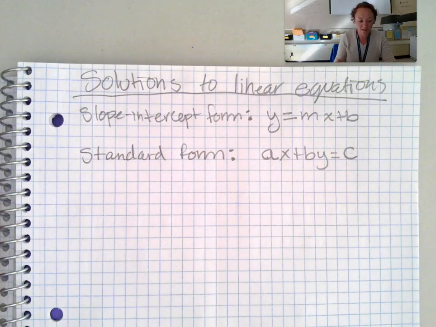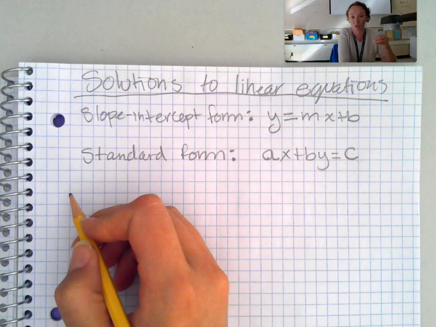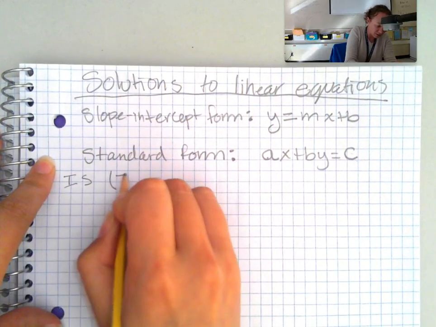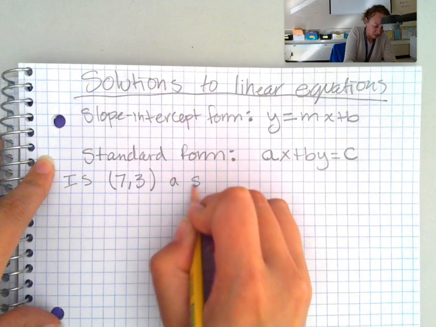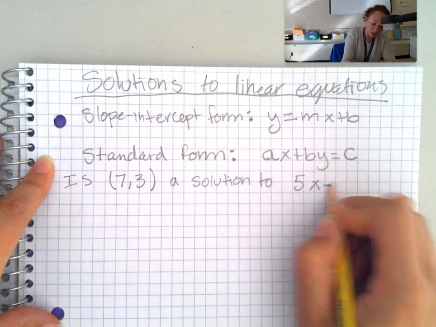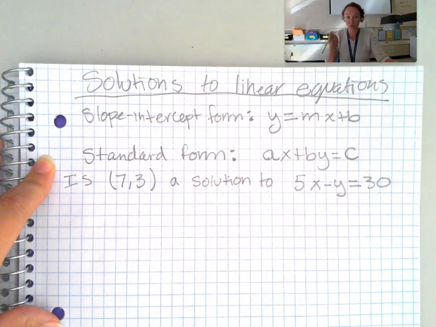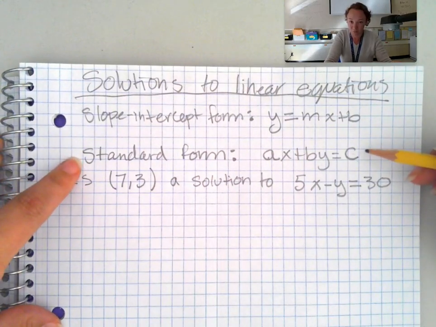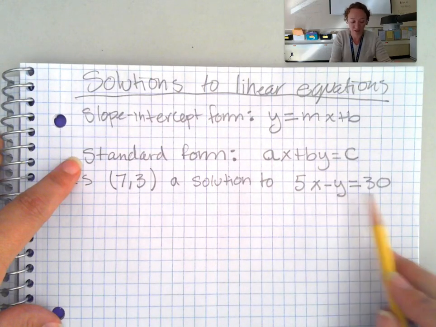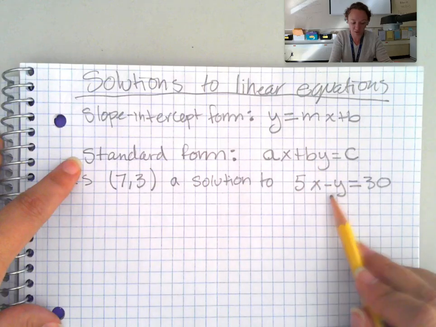So there's a couple things you might be asked about these lines. One of them is whether a point falls on that line or is a solution to that line. So let's say, for example, is (7, 3) a solution to 5x minus y equals 30? First of all, this equation is in standard form. The a value is 5, the b value is -1, and the c value is 30.